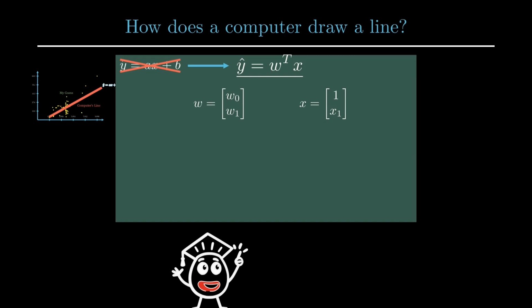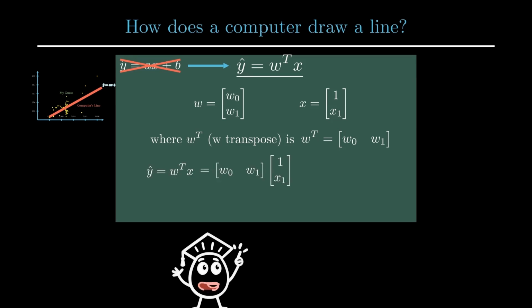Here, w is the column vector w sub 0, w sub 1, and x is the column vector 1 and x sub 1. By convention in ML, unless stated otherwise, vectors are column vectors, and T means transpose. It turns a column vector into a row vector or vice versa. When we take the dot product of w and x, we multiply each component and add them up. In this case, w sub 0 plays the role of b and w sub 1 is a. It's the same equation, just written in vector form.